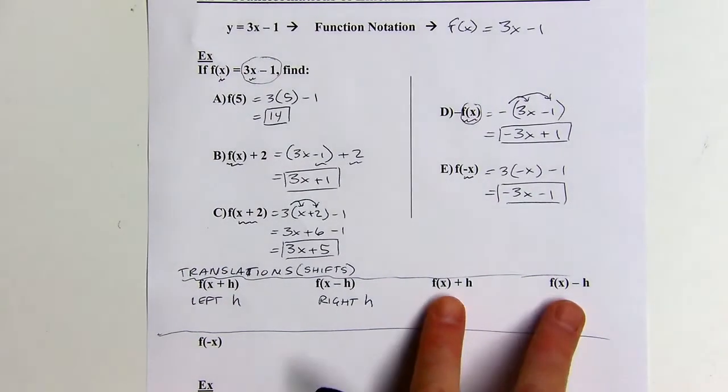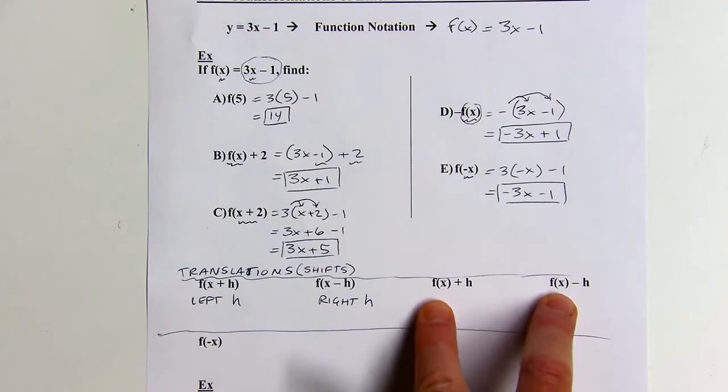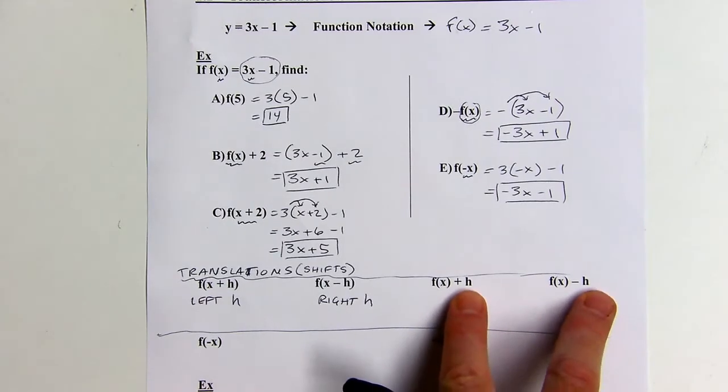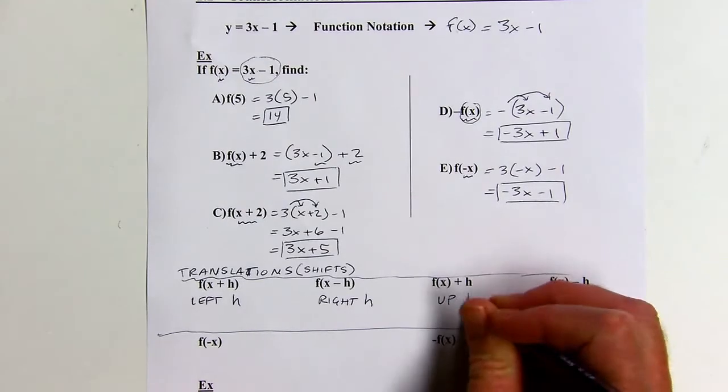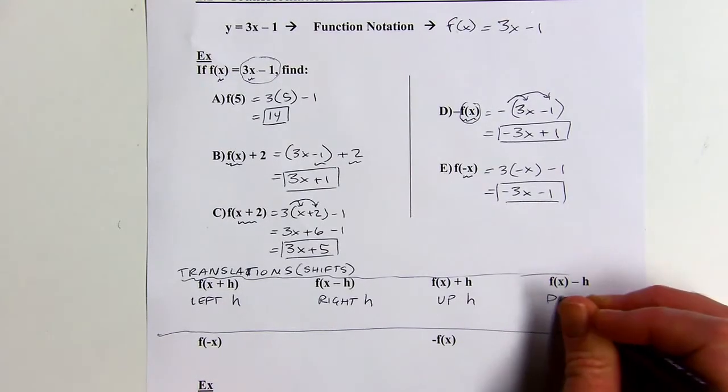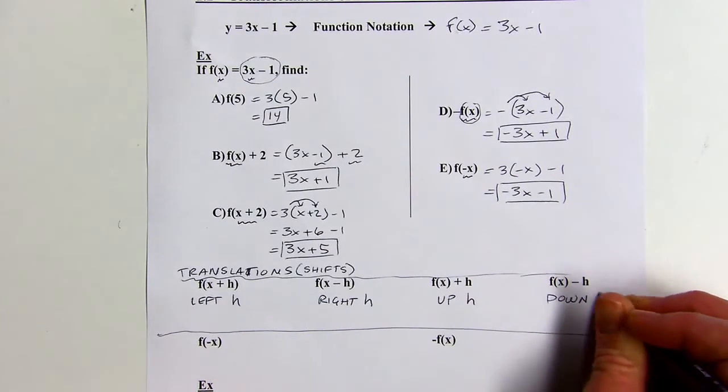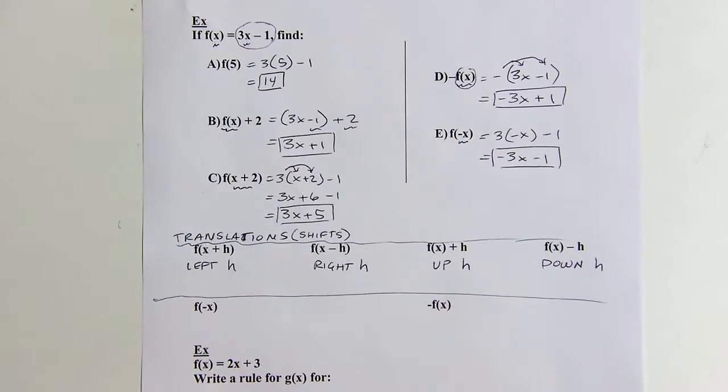Now on these two, we're not adding or subtracting to the input. We're adding and subtracting to the output. f of x is called the output. So we're adding or subtracting outside of the parentheses, and that means we're going to move things up or down. When you're adding, it goes up h, and when you're subtracting, it's going to go down h. So those are all translations.